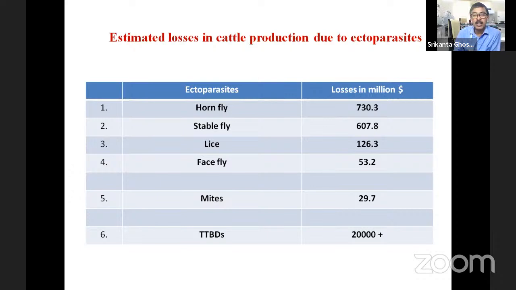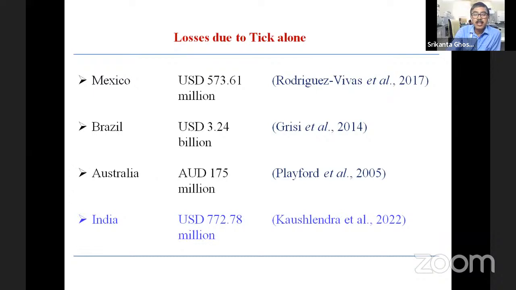Since 2003, we have been citing one reference. That particular reference was created by a UK team who worked on the Indian system, and on the basis of their data, we cite that in 2003 the control cost of ticks and tick-borne diseases was 498 million US dollars per annum. Now it is 2022. In this long period, we were citing those references only. Very recently, we took the initiative and we could work out the possible impact of tick and tick-borne diseases in Indian conditions.